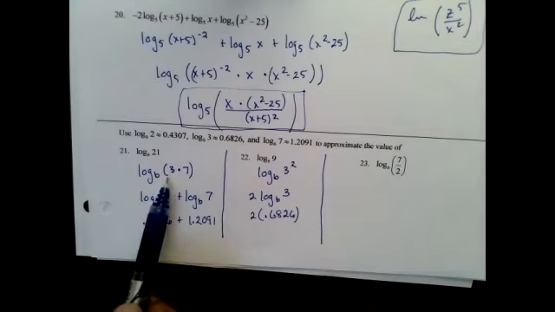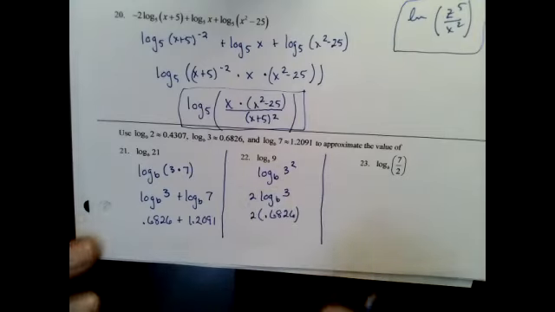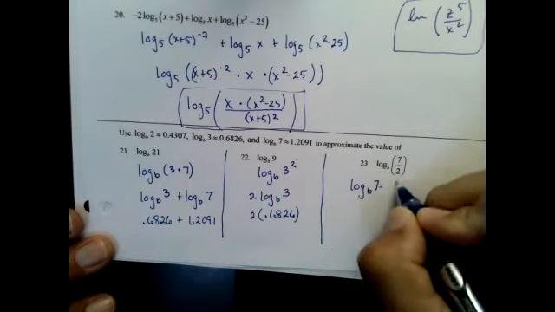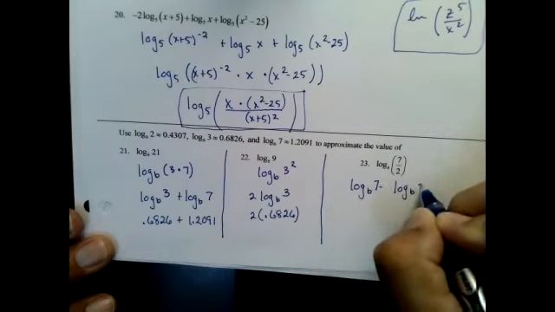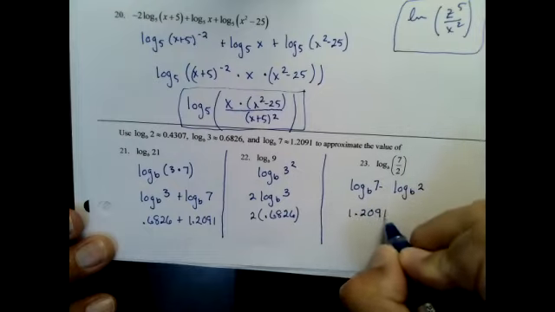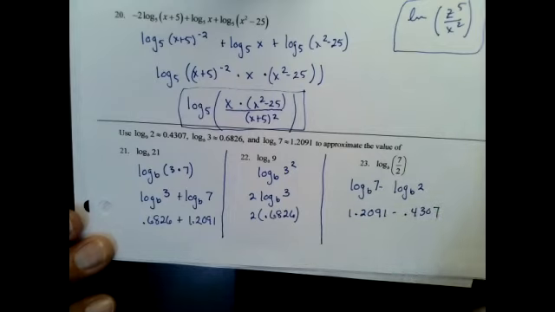Let's see. We used the product rule. We just did an example with the power. Yeah, this one's the quotient. Log base b of 7 minus log base b of 2, 1.2091 minus 0.4307. And again, whatever that would be on the calculator.